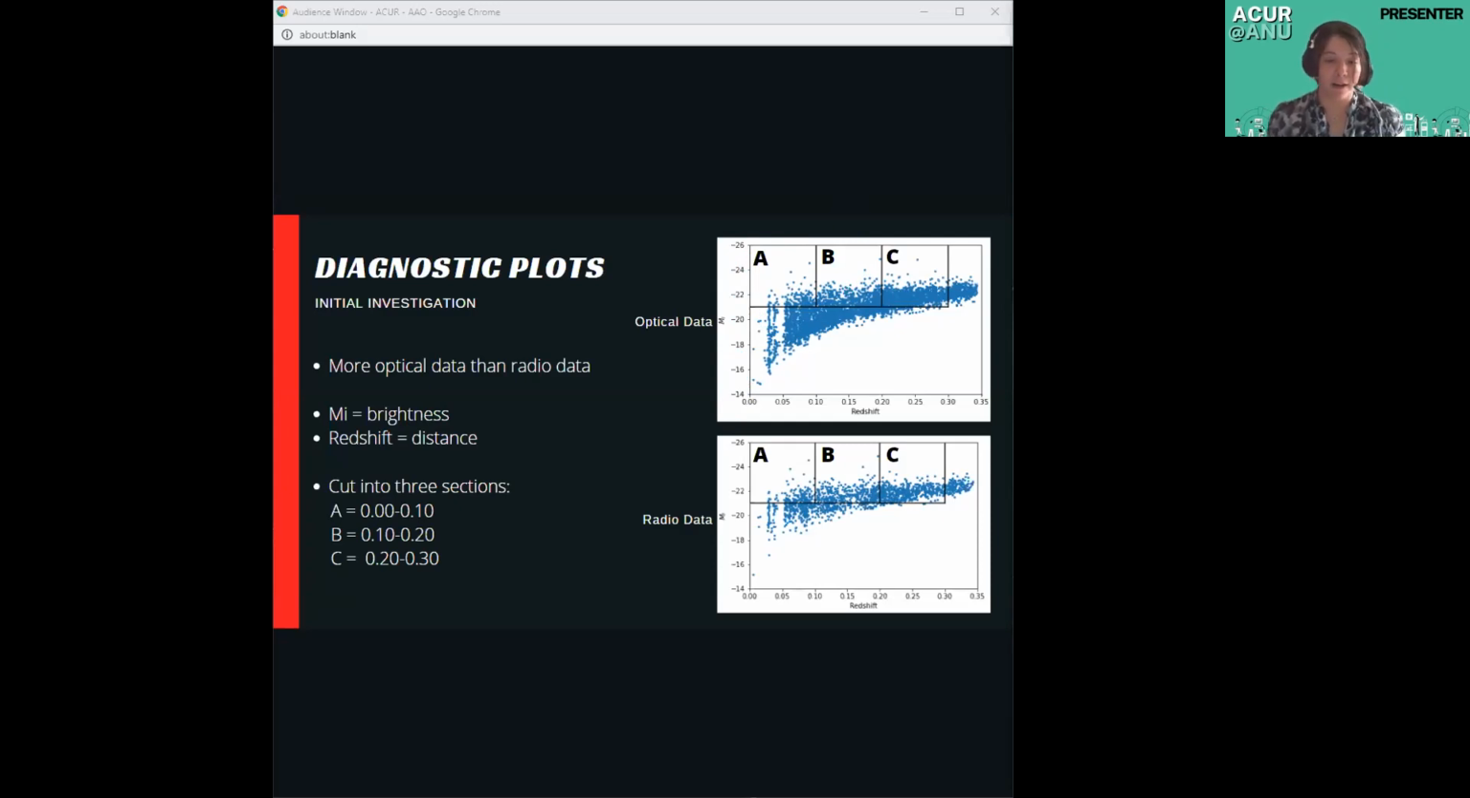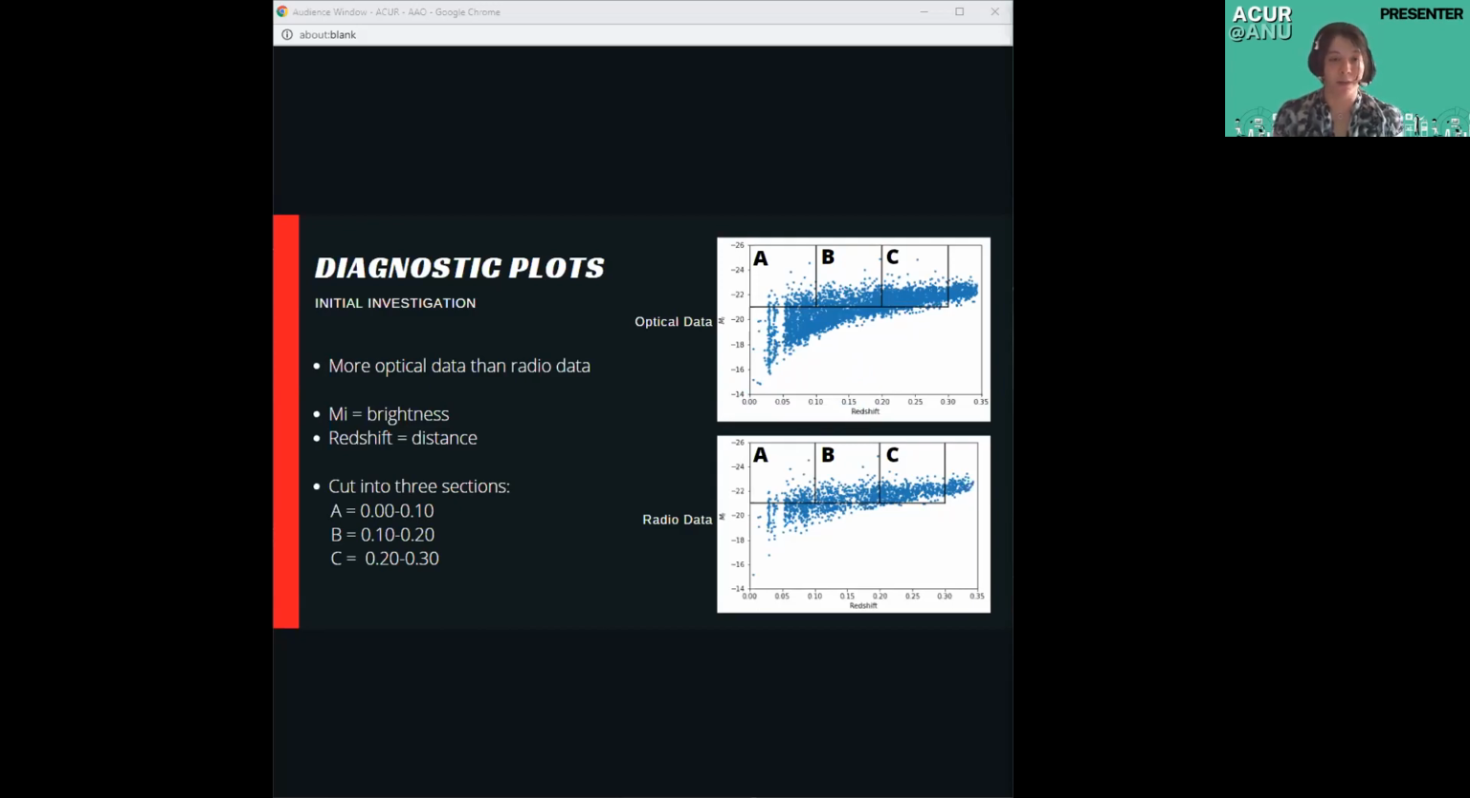The optical data, as you can see the very top one here, does have a larger amount of data points than the radio data, but that's because there is more information in the optical data set than the radio data set. But the interesting part about this graph is a spread along the x-axis, so all this distance. The data has been cut up into 3 sections, A, B, and C.